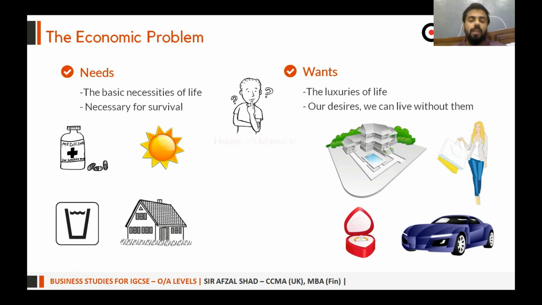And before moving on, you have to think by yourself. What do you think, house versus mansion? Which one of these is a need and which one is a want? Think yourself and decide. House, need or want? A house is a need, whereas a mansion or a big house, big villa is going to be a want. Think about clothing versus branded clothes. Clothing is a necessity of life, whereas branded clothes will be termed as wants.